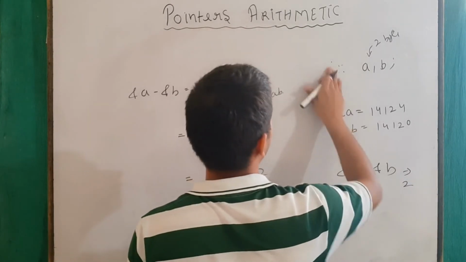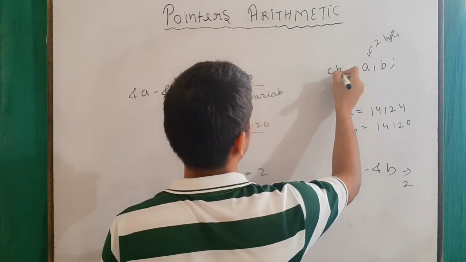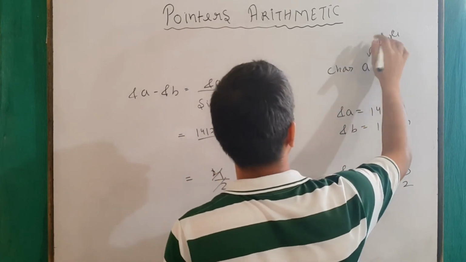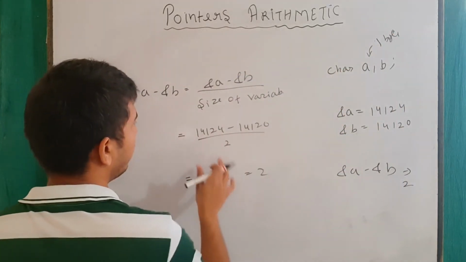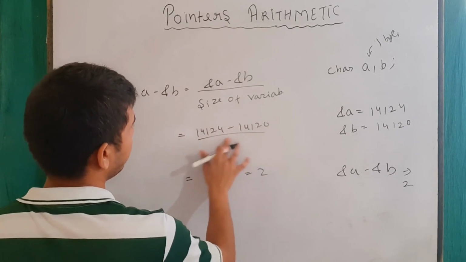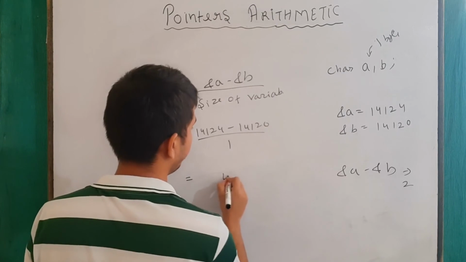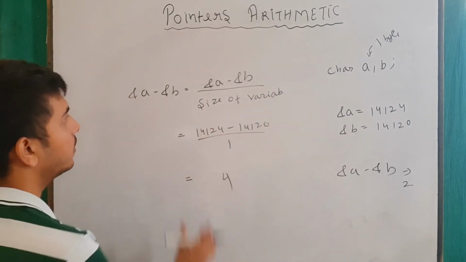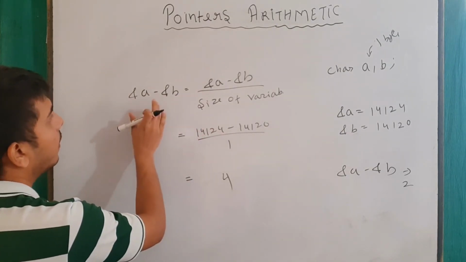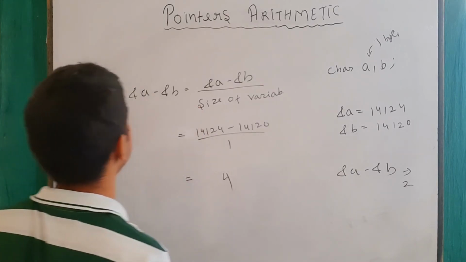Instead of integer, if, let's say, a character is used, and a character is of 1 byte, what will happen? Same formula, but instead it will now be 1, and our final output will become 4. So this is what happens when I subtract one address from another address.